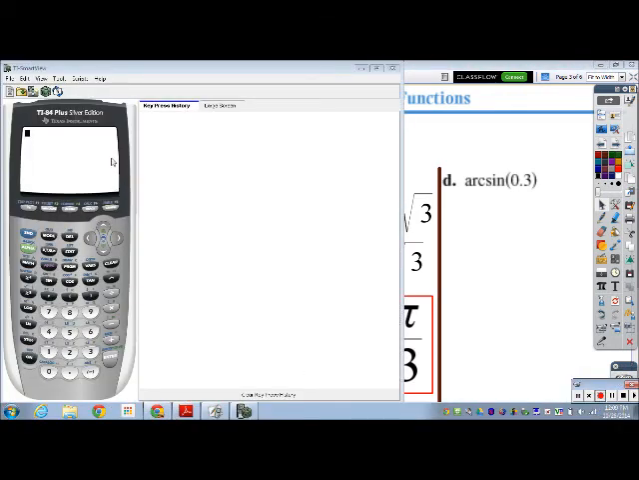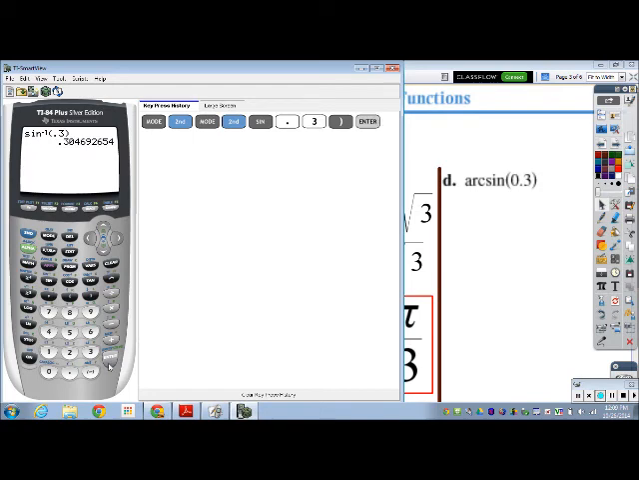Remember, you want to be in radian mode, because in our class we only work in radians. So if you go to mode, make sure you're in radian mode. And then once you've established that, you just punch in arc sine, which is the same thing as inverse sine, which is here in blue above the sine button. So you hit second sine. That little -1 does not indicate 1 over sine. Remember, it's just the indicator that this is inverse. And then 0.3, hit enter, and it gives you the decimal answer.